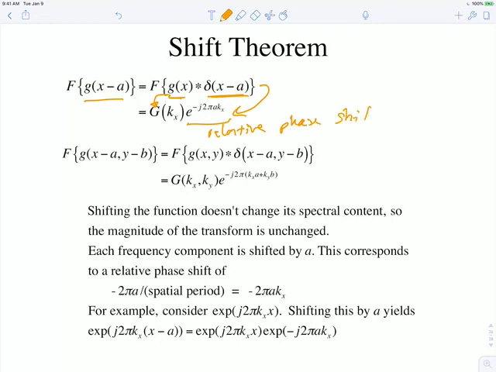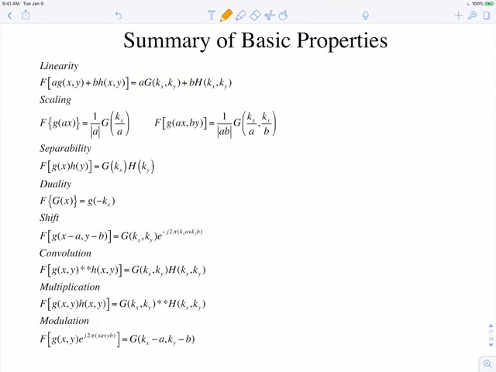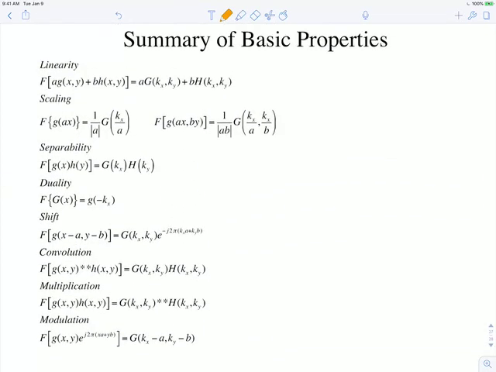We're not going to go into too much more detail, but just so you have it there if you need to look at it. There's a summary of basic properties here, which you can look at. On exams we'll certainly provide this summary as a cheat sheet, and the book also has its own version. We won't get into all of these, but the very useful ones to remember are linearity, scaling, separability, duality, convolution, and multiplication, and these are special forms of that. Those are the things you want to be comfortable with.